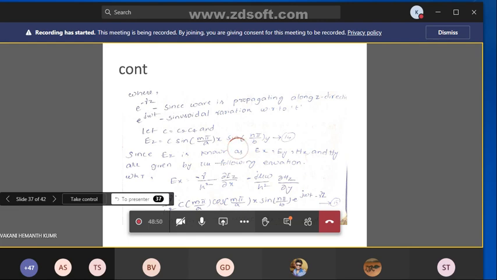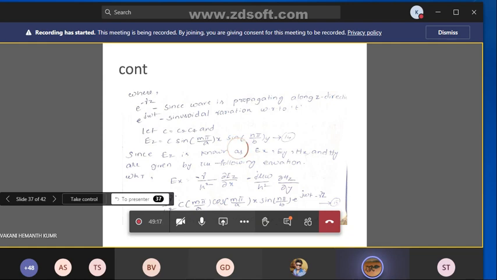So here Ex, see here, here the equation is, can you able to see the slide, Gopal? Can you able to see the slide? Yes, sir. 37th slide, sir. Okay.